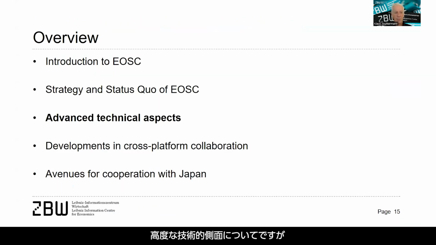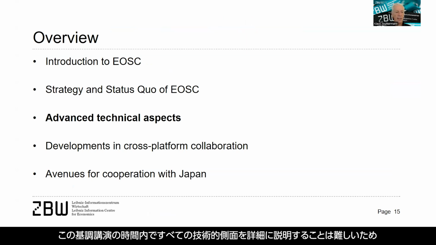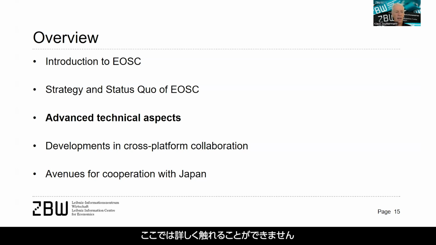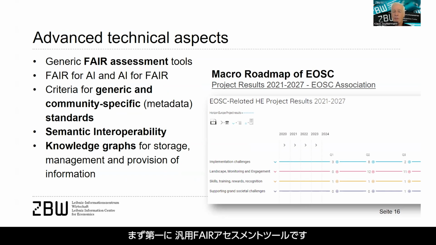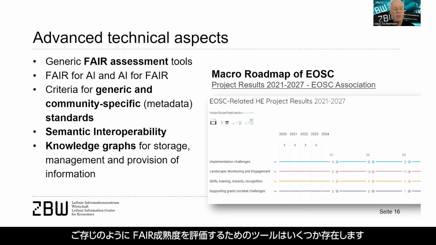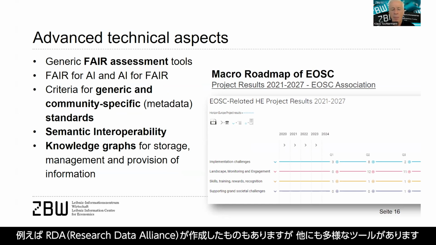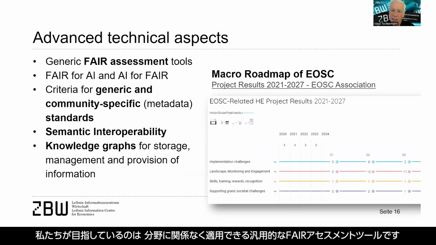Advanced technical aspects. Here I cannot go into the detail of all the technical aspects because that would be too much for the time frame of this keynote. I just want to highlight those topics which are currently very much in vogue in Europe. Number one, a generic FAIR assessment tool. You might know that we have several tools for assessing the level of FAIR maturity. For example, RDA produced one, but there are also others around. And we want one generic FAIR assessment tool, which can then be applied regardless of the discipline.